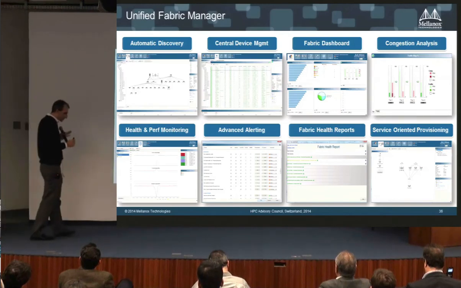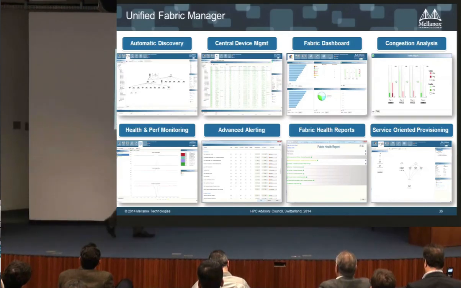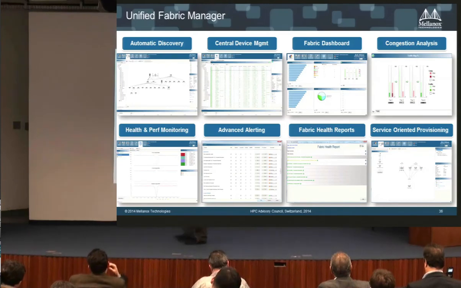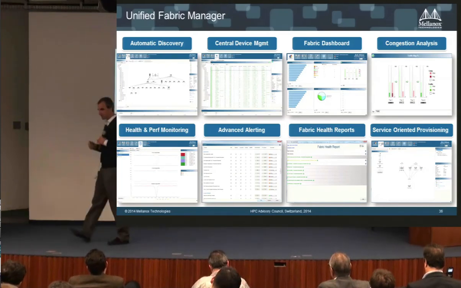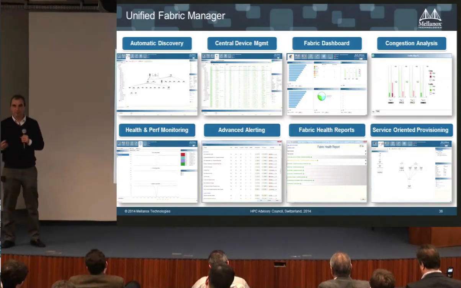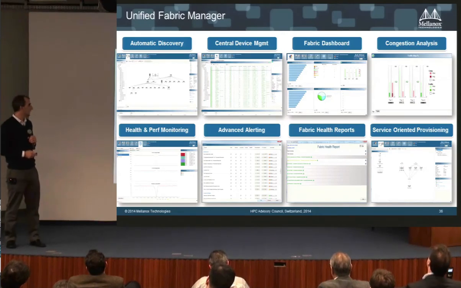These big clusters present also the need for very efficient management. We invest a lot on that as well. We take a holistic view of the network, and we have a tool called the Unified Fabric Manager that offers state-of-the-art fabric management and monitoring capabilities for the size of clusters that we're discussing in the exascale age.